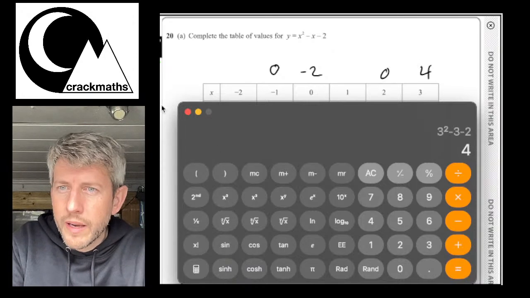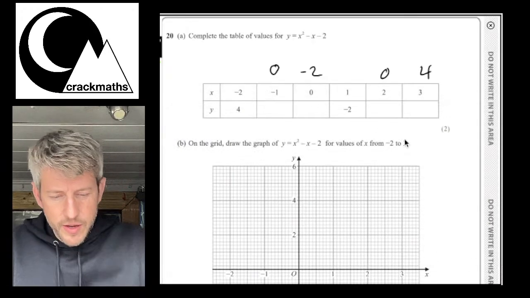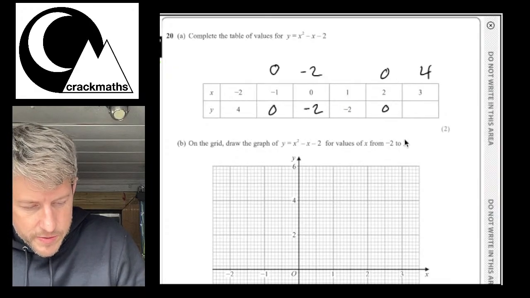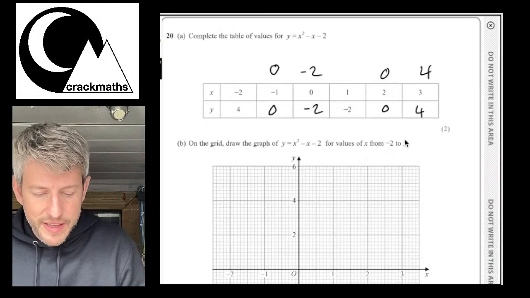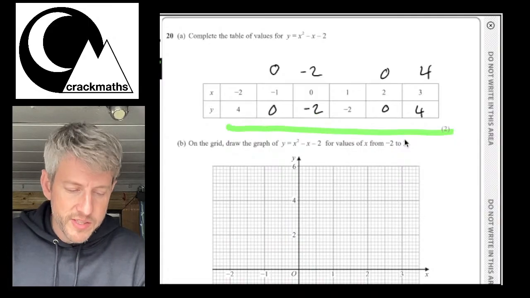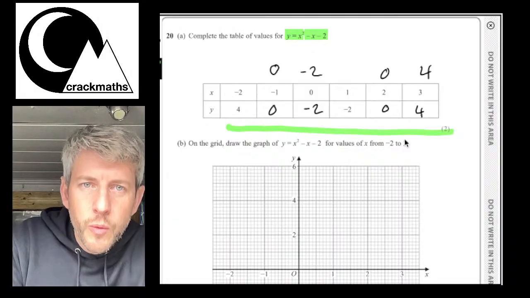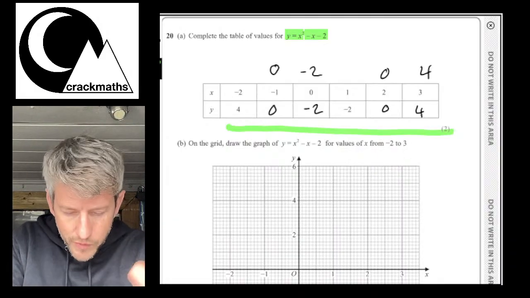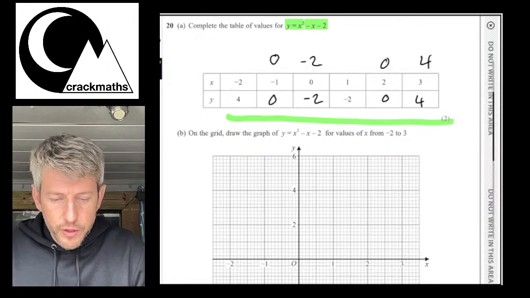So we've got the whole collection there. Let me put that away. So here we go. We've got 0, -2, -2, 0, 4. And actually, you'll notice that there's a pattern here that repeats itself. It goes from 4, 0, -2, -2, 0, 4. And that is a classic with any equation of this form where it's got an x squared at the start. The next step is they want us to plot these on the grid.